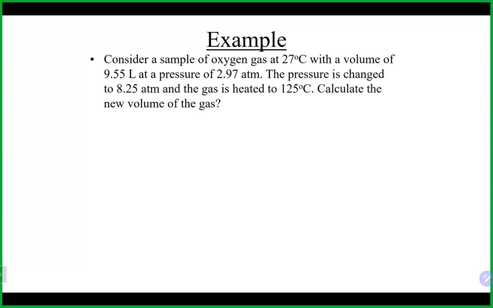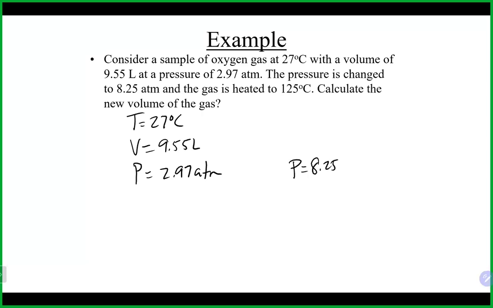Once again, just pulling out the information. We've got a temperature of 27 degrees Celsius that goes with a volume of 9.55 liters and a pressure of 2.97 atmospheres. We are changing the pressure to 8.25 atmospheres, and our temperature is going to 125, and we are looking for a volume. So you can almost see the combined gas law there. Once again, I'm going to call all the first ones ones and all the second ones twos. In terms of atmospheres and atmospheres, they're the same, so we're good to go.